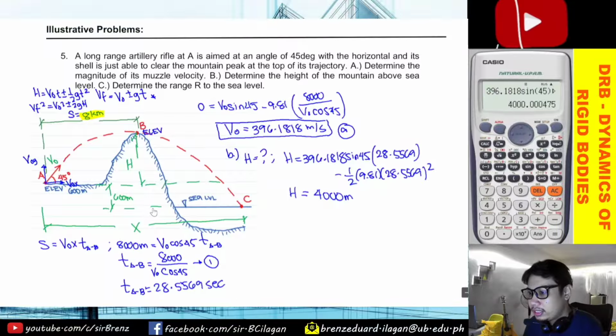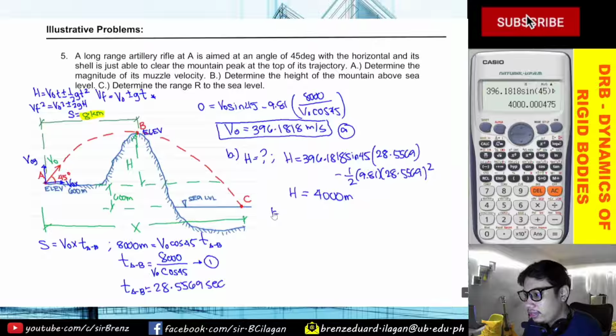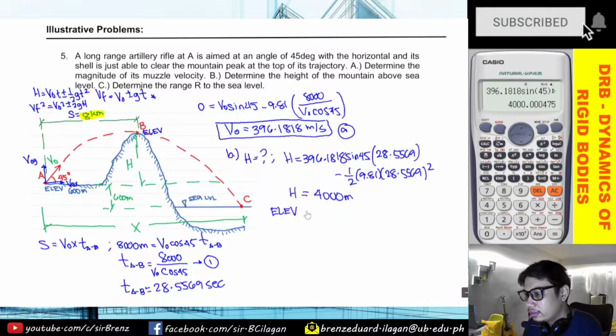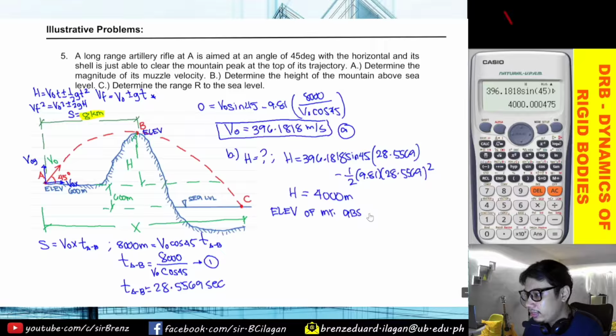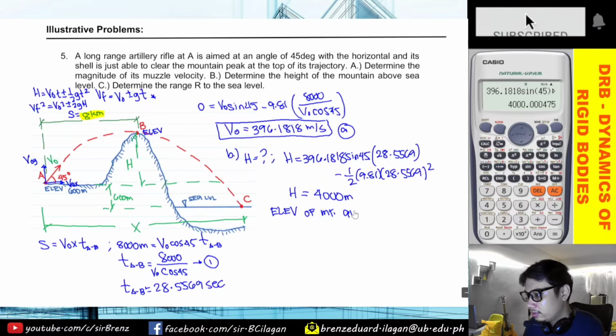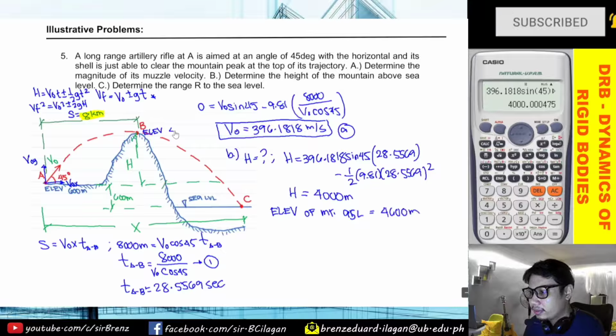Okay, so with respect to sa sea level, so yung elevation niya, elevation of mountain above sea level. Above sea level. So that is plus 4,600 or that is 4,600. Ayan.